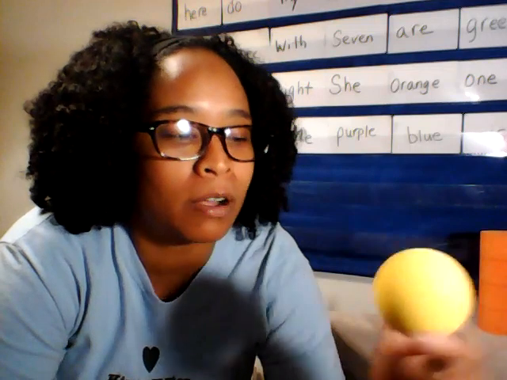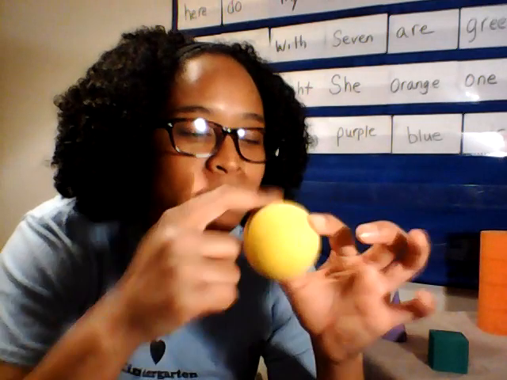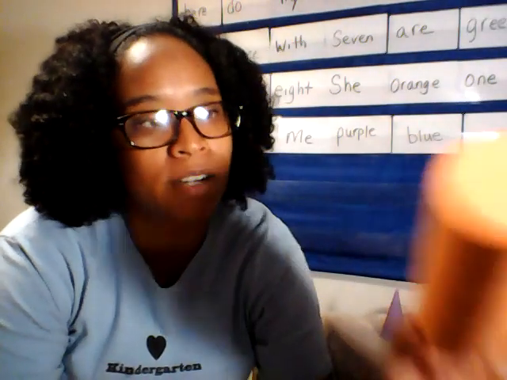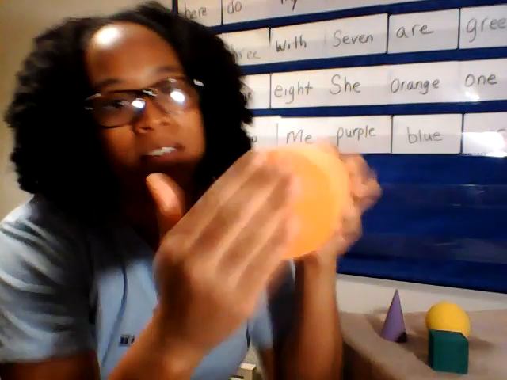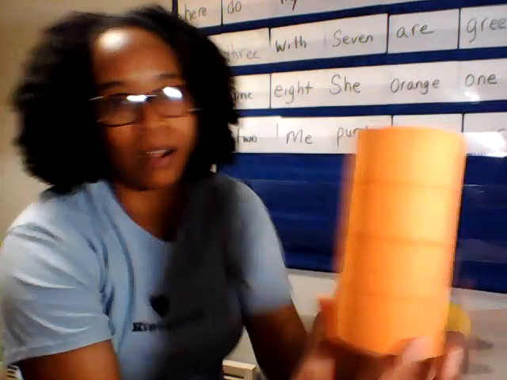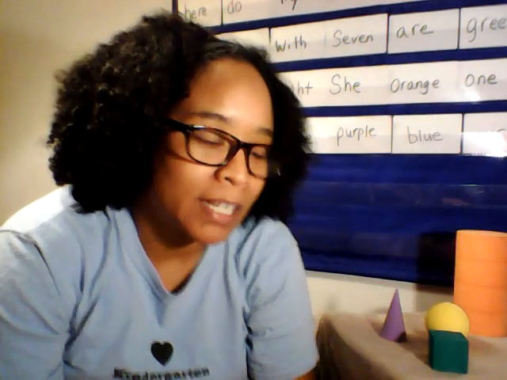Do you remember what this one was called? Sphere. Just like our basketballs, our baseballs, soccer balls. Sphere. And it goes around and around. And then this one is our cylinder. It has a bottom, top, and it goes around. That's our cylinder.